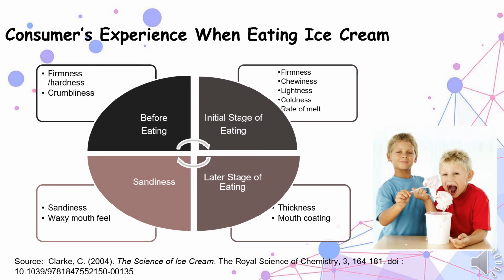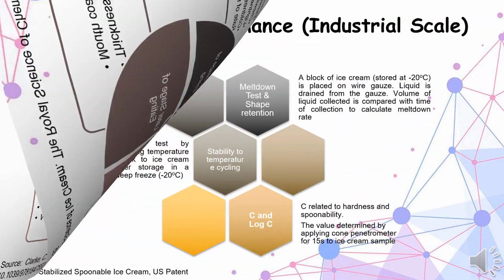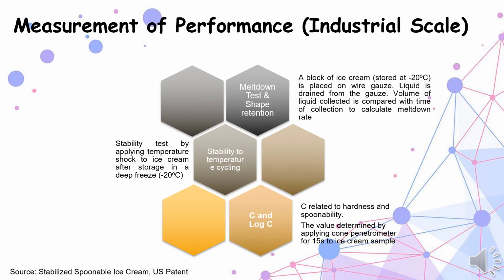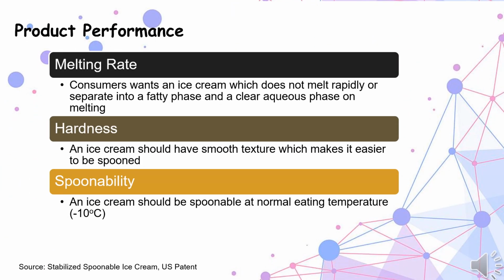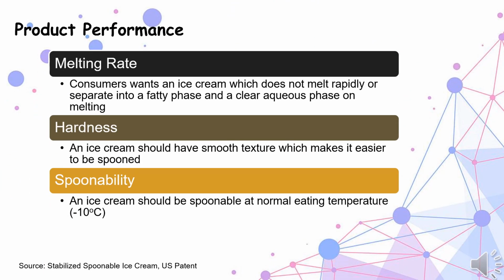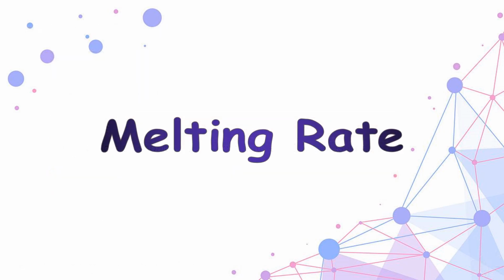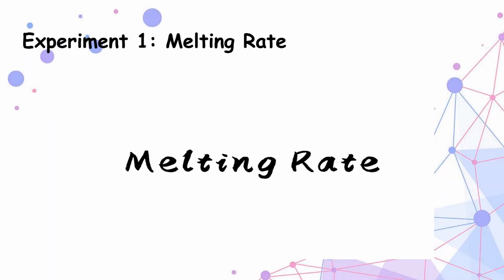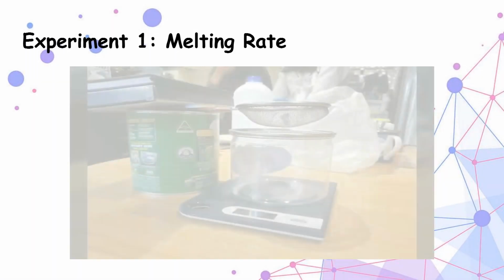When eating the ice cream, the consumer will experience these stages. These are measurements of performance done on an industrial scale. We are going to test the performance of ice cream in terms of melting rate, spoonability, and hardness. This is the melting rate experiment.